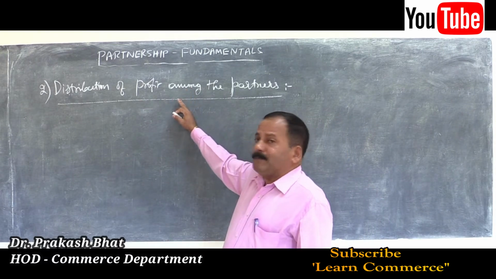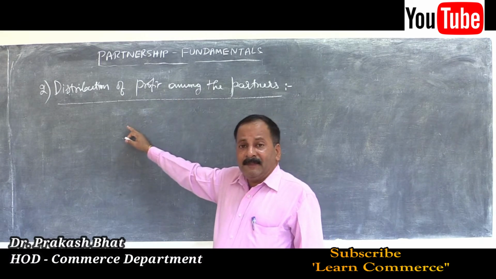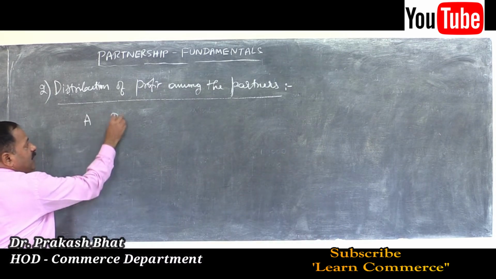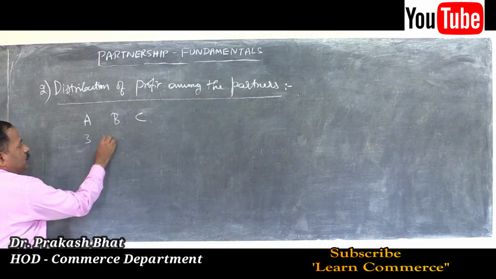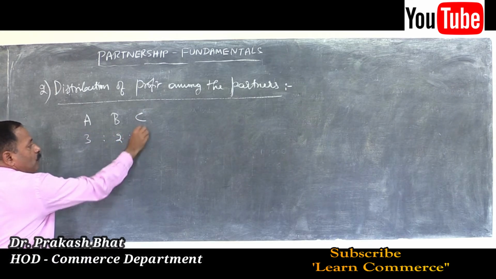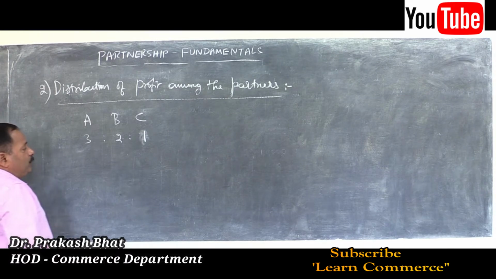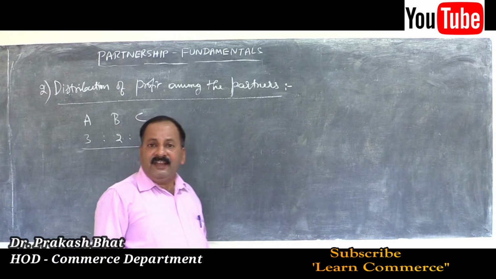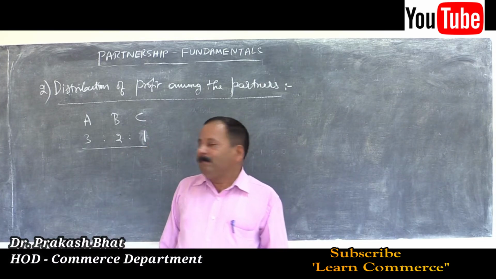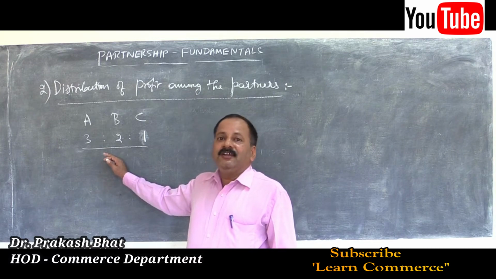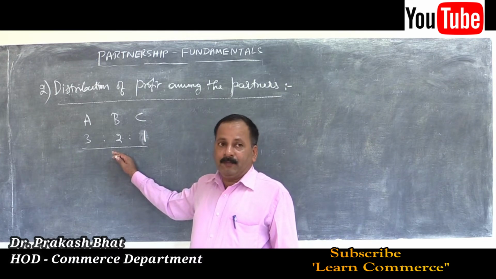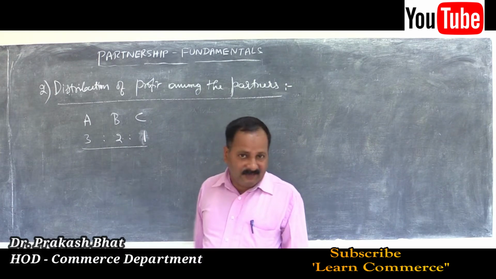Distribution of profit. If there is a profit in the business, that should be distributed among the partners in their agreed proportion. Suppose there are three partners A, B, and C, and profit sharing ratio is 3:2:1. Then the profit, if there is a profit in the business, should be distributed among them in this agreed ratio. If there is a loss in the business, then in the same way, we have to distribute the losses also, or the partners should bear the losses in the agreed proportion, that is 3:2:1 in this case.